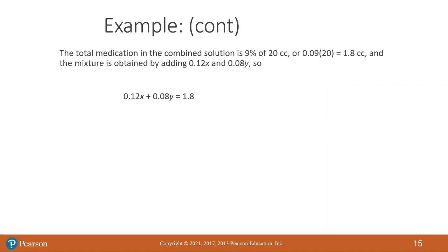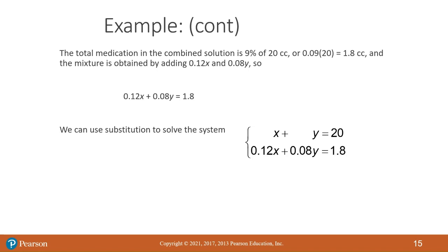Okay, then we could take it a step further. We know that the overall combined solution needs to be 9% of the 20 cc's. Well, 9% of 20 cc's is 1.8 cc's, which is the mixture that is made up of 12% of your first solution denoted by x, and 8% of the second solution denoted by y. So 12% of the first solution x plus 8% of the second solution y should add up to give you 1.8. Okay, so now we have two equations. We have x plus y equals 20, and we have 0.12x plus 0.08y equals 1.8.